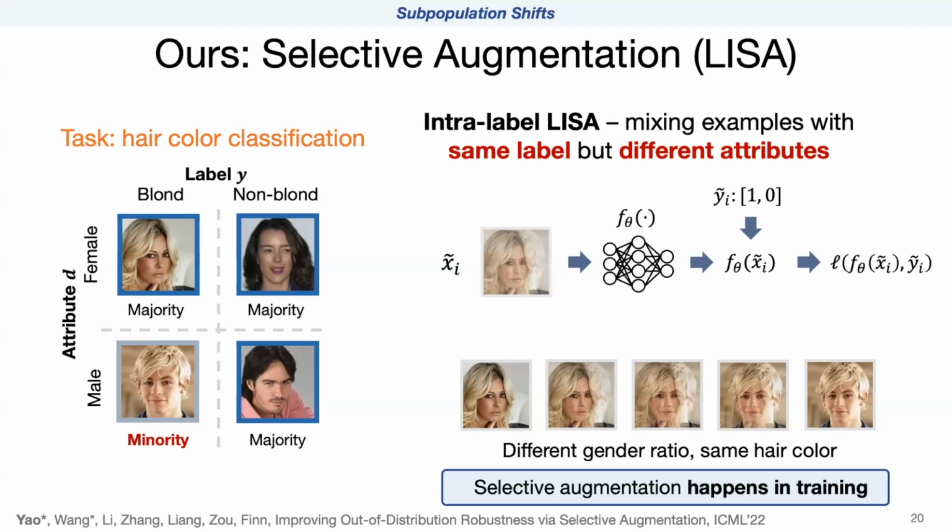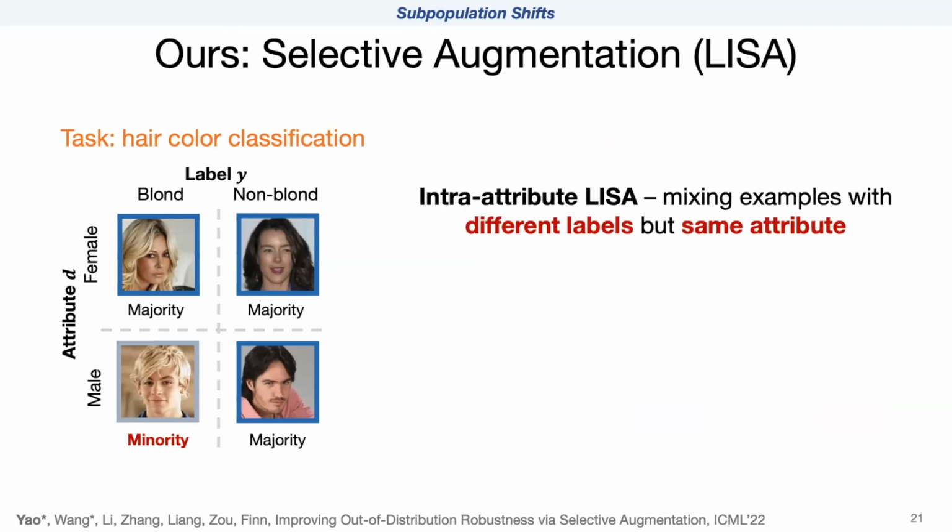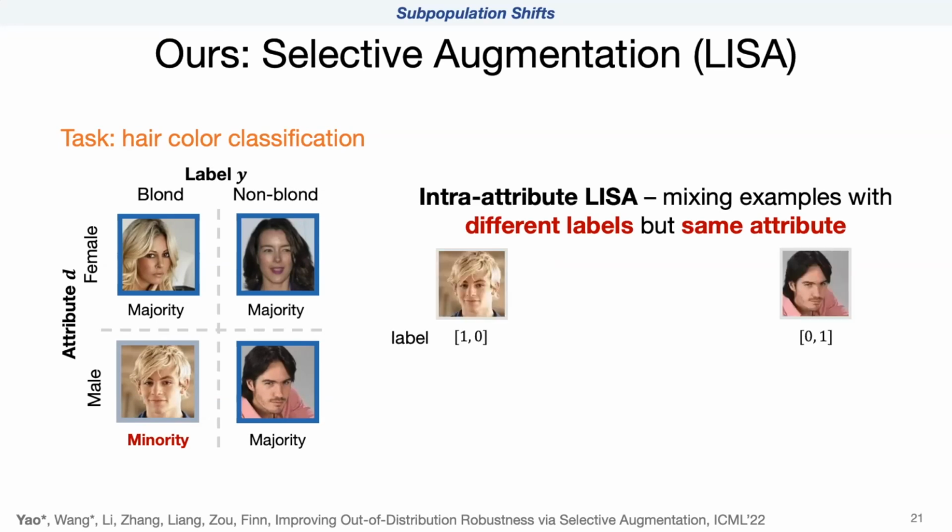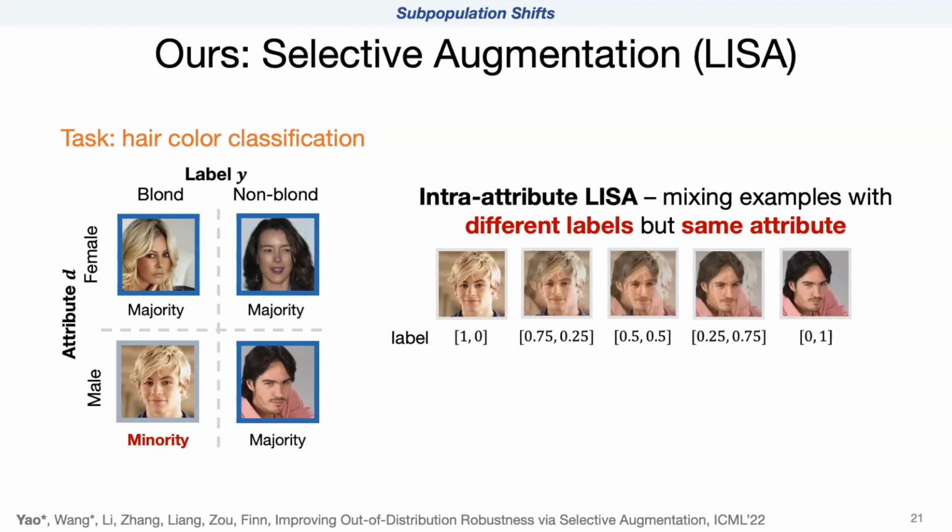Okay, thank you. For the intra-attribute LISA, we aim to mix examples with different labels but the same attribute. Basically, there are two images: one is male with brown hair, and one is male with non-brown hair. We use one-hot vectors to represent the labels: the first value represents the label of brown hair, and the second value represents the label of non-brown hair. When we do such mixing, we can generate a lot of images with different labels. But the same thing here is that all of them have the same attribute, male. So it means that the gender information is not the reason for the label change.